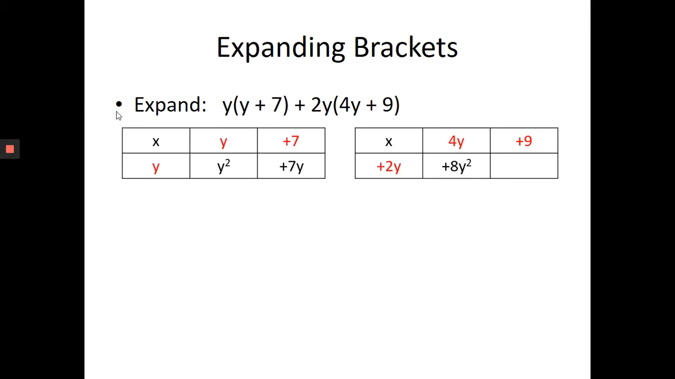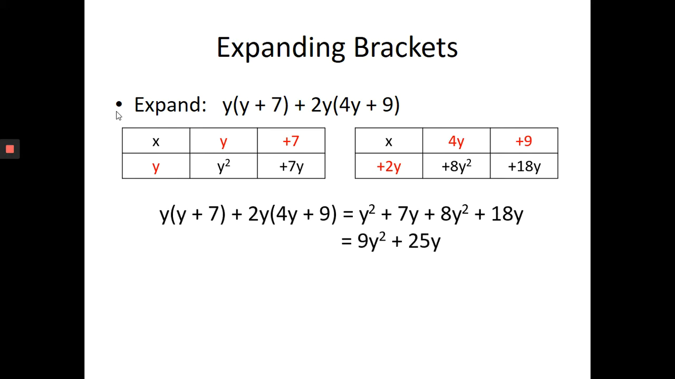One more example. This time we've got a squared, so y times y equals y squared. y times 7 equals 7y. For the first bracket, and for the second bracket, we've got 2y times 4y, which equals 8y squared. And for the second one, we've got 2y times 9, which equals 18y. Again, we can put all this together. So we've got 1y squared plus 8y squared, so that would be 9y squared. Then 7y add 18y, which equals 25y.